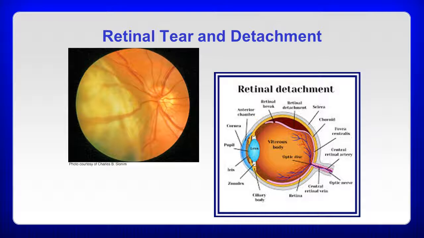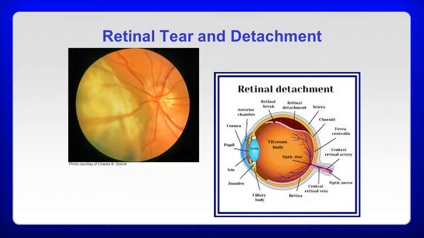Retinal tear and detachment. There are various reasons that could cause a retinal tear. It could occur through illness or injury, so blunt trauma to the eye or blunt trauma to the head can cause retinal detachments, or it could just be a result of normal aging. Some people, as they age, just have changes to the tissue that can cause this to happen.